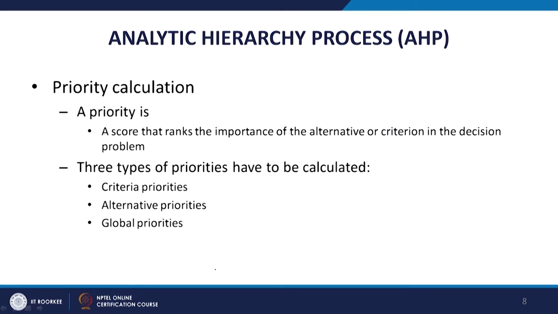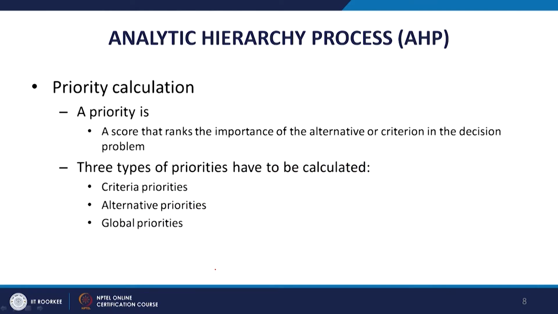Now let us talk about the second step, priority calculation. Before we move ahead, let us talk about what is priority. By priority we mean a score that ranks the importance of the alternative or criterion in the decision problem. When we are asking for pairwise comparisons, we are looking for that importance to be reflected. This score is going to rank that importance when we are comparing criterion to criterion or alternative to another alternative. So, this is a priority.